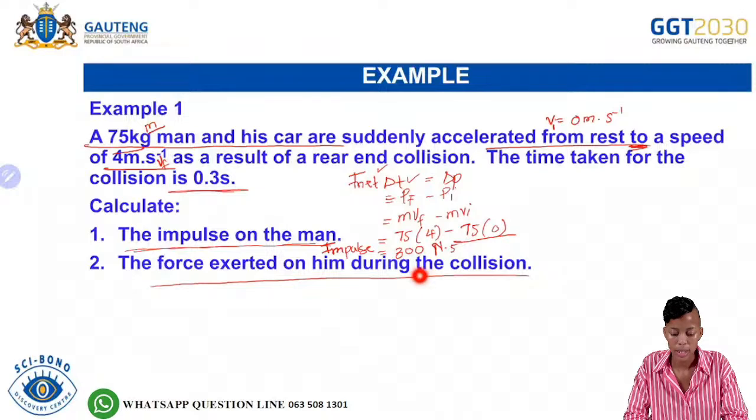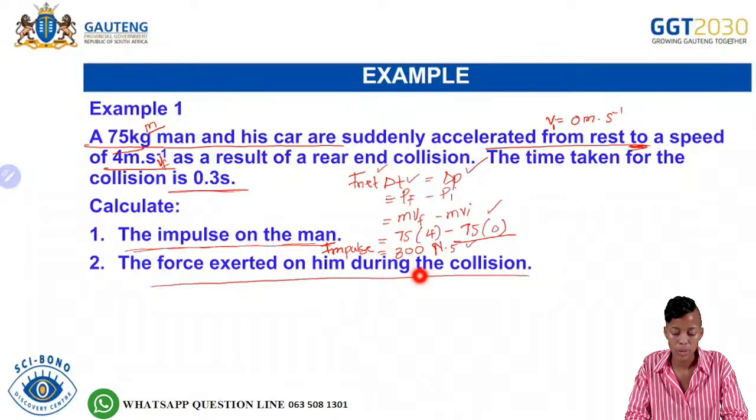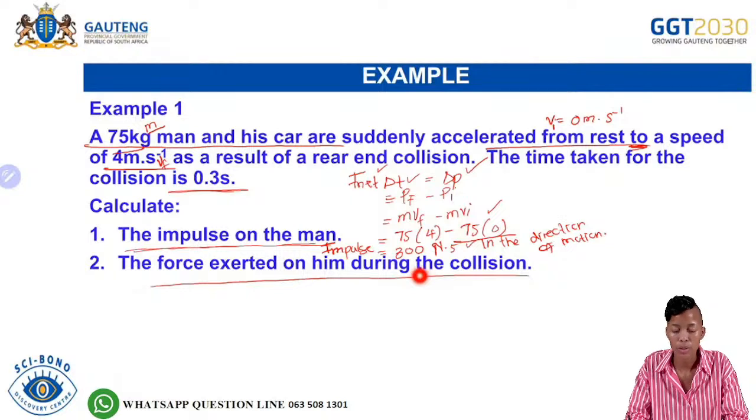So again, if I was to give a mark allocation there, I would give 1 mark for the formula, 1 mark for the substitution, and 1 mark for the correct answer with the correct SI unit and the direction. In this case, we were not given the direction, so we can just say in the direction of motion.